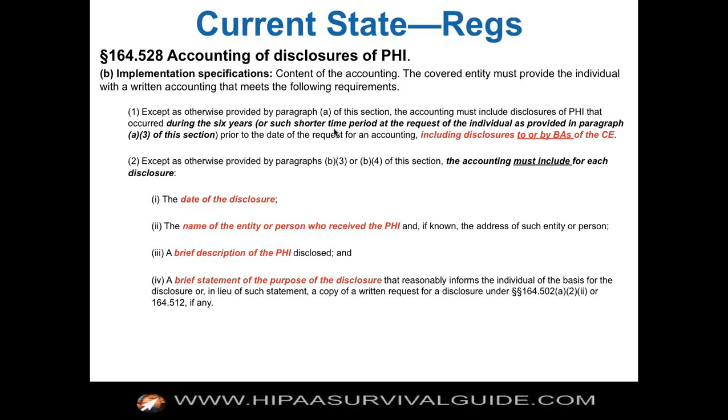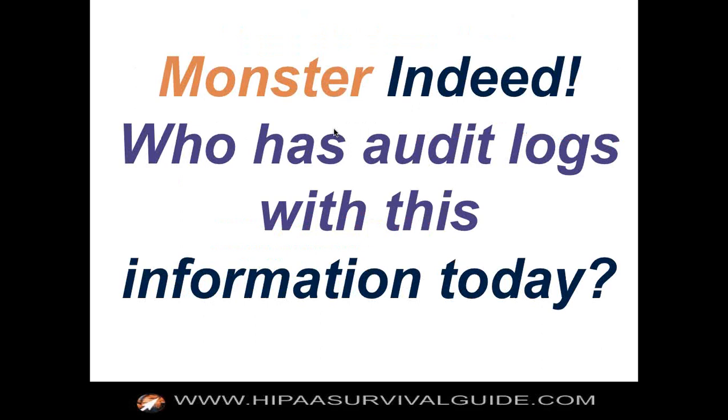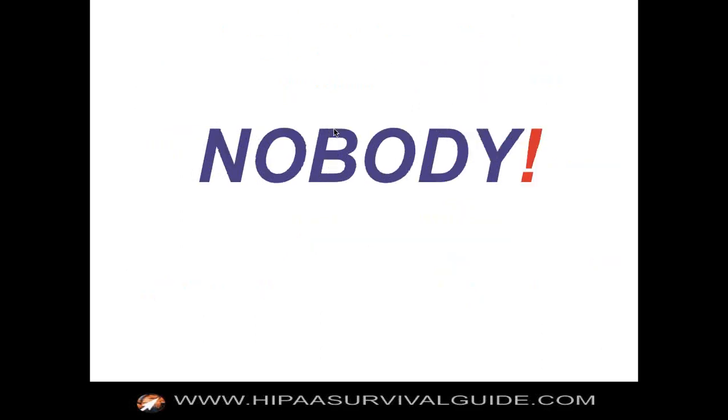And here's the really daunting part, and this is the part that prevents any kind of real automation right now. The accounting must include, for each disclosure, the date of the disclosure, the name of the entity or person who received the PHI, a brief description of the PHI, and a brief statement of the purpose of the disclosure. It's like an English language description of what this is, not the PHI itself. You're not disclosing what PHI was disclosed; you're disclosing information about the PHI that was disclosed. Now, here's the thing. Who has audit logs today with this information available? The answer is no one does. No one has the purpose and all these things that are required. That kind of information is not being tracked in audit logs, even from industry-leading EHR vendors. And so it's a manual process.